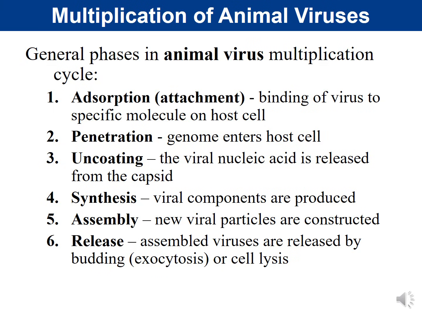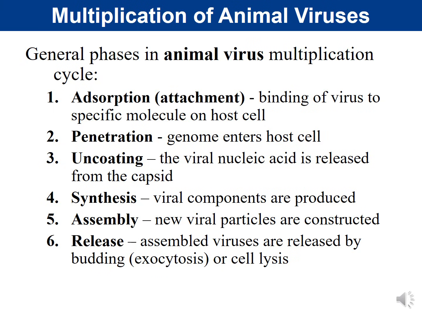The fourth stage is going to be synthesis, and it's just like it sounds. The viral components are produced, meaning the cell is going to replicate its nucleic acids, it's going to make its capsomeres, it's going to make all the components that it needs to form new virions. Step 5 is going to be the assembly, and this is where the new virus particles are constructed. And so at this point, now the cell is going to put together the virus particles to form the functional virions. And then the last stage is going to be release. And this is where the assembled viruses are released from the host cell.